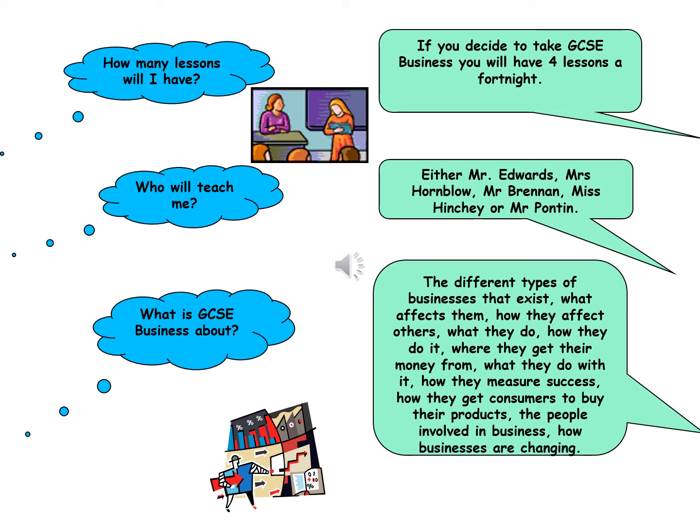So the first question most people have is, what's GCSE Business about? So we look at the different types of businesses that are in the UK and the world, what affects them, how they affect other businesses, and what they actually do. Where do they get their resources from, their money, what do they do with it, and how they then go on to achieve success and how you measure that success. We look at how they employ people and how businesses are changing to the world.